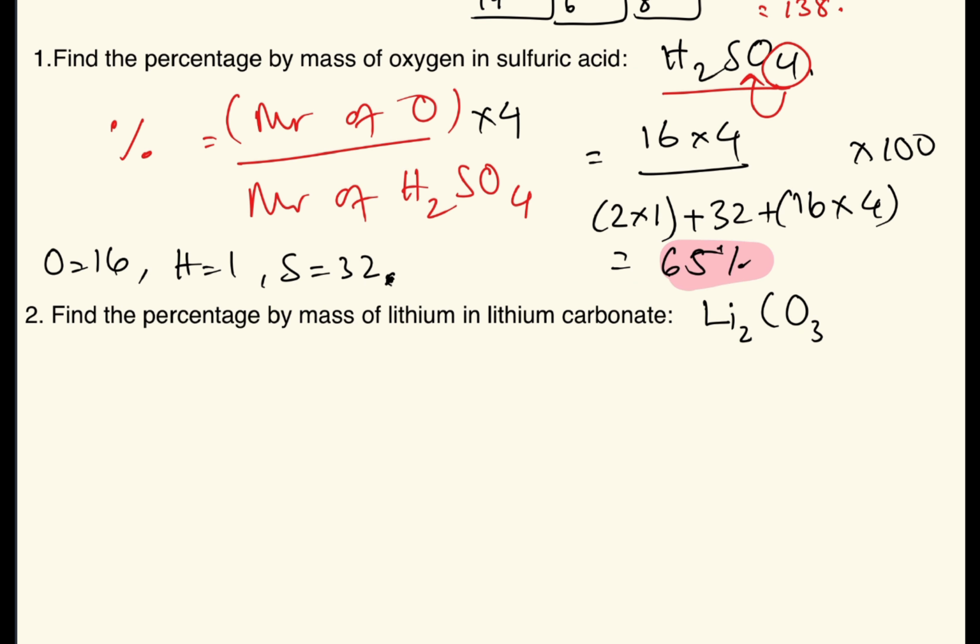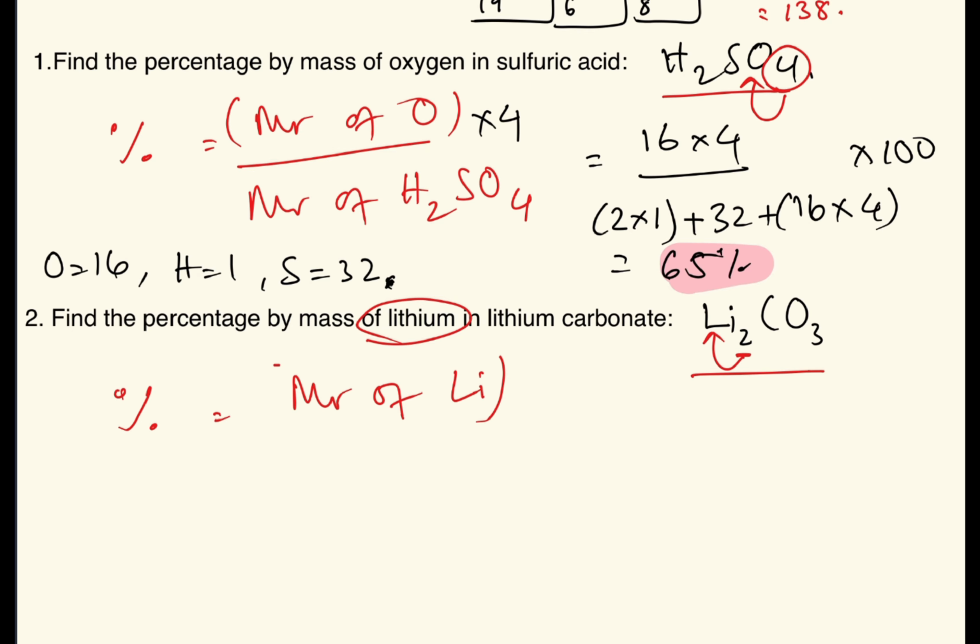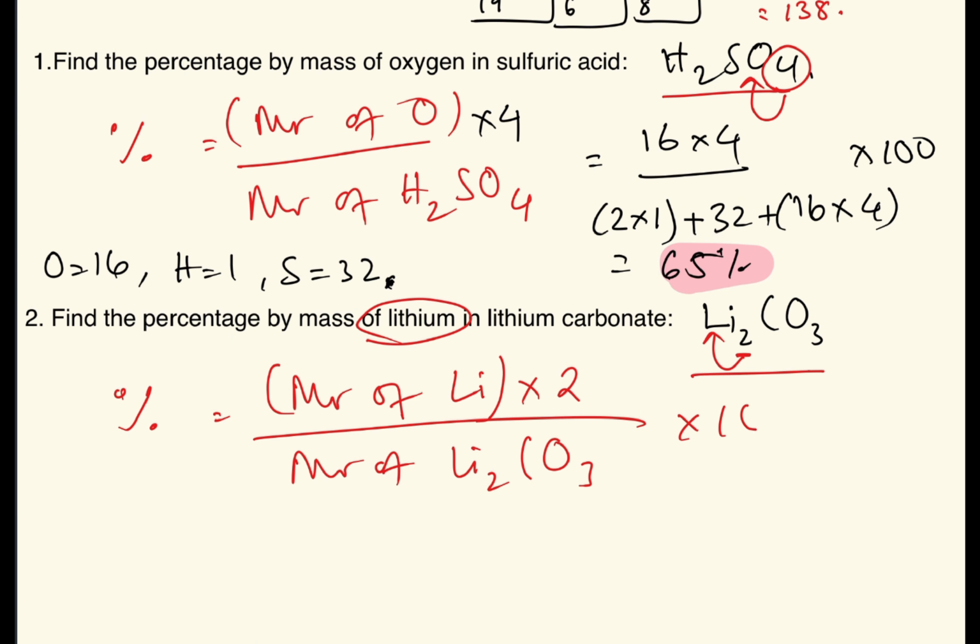Now we're going to do this next one. This time we're looking at lithium carbonate, and it says find the percentage mass of lithium. So the percentage mass of lithium equals the MR of lithium. Again, note how we've got two of them. That 2 goes for the lithium just before it. So we're going to multiply that by 2, and divide it by the whole compound, which would be the MR of Li2CO3. And multiply it by 100 since it is a percentage.